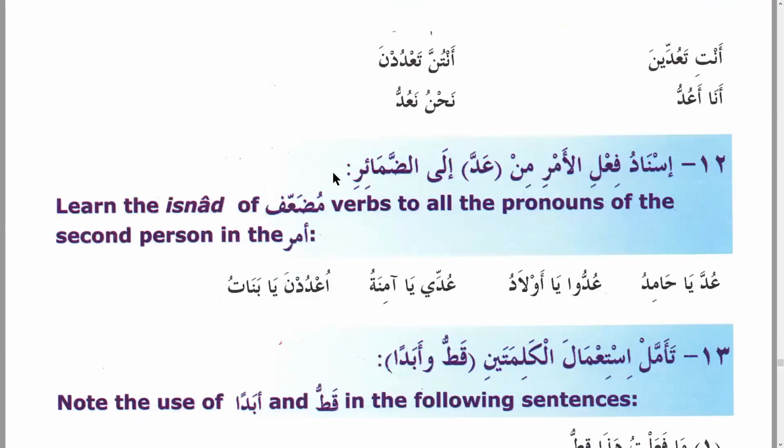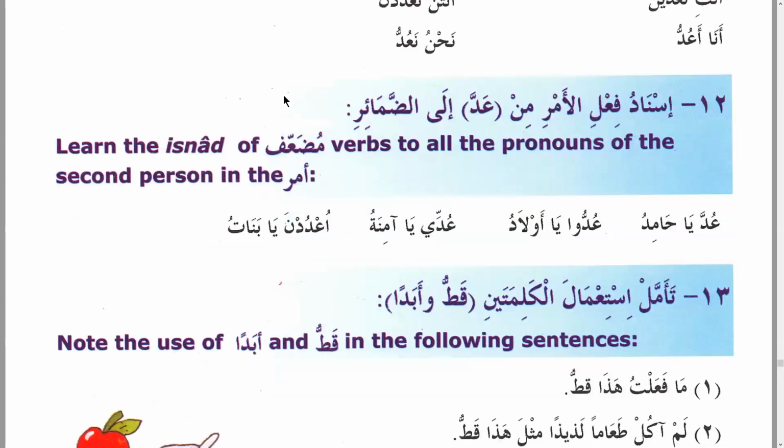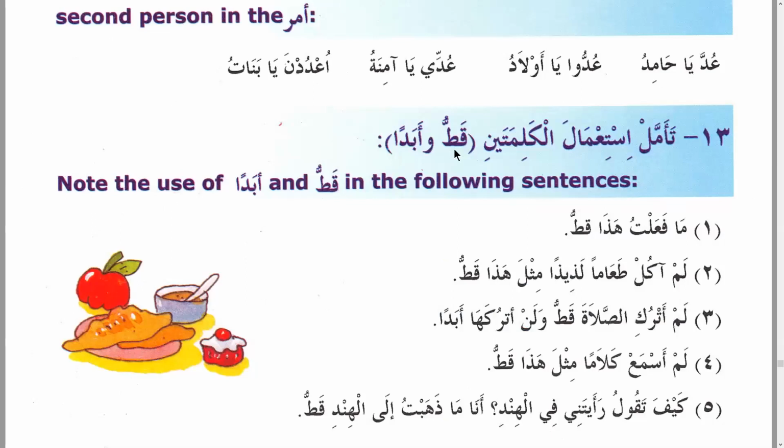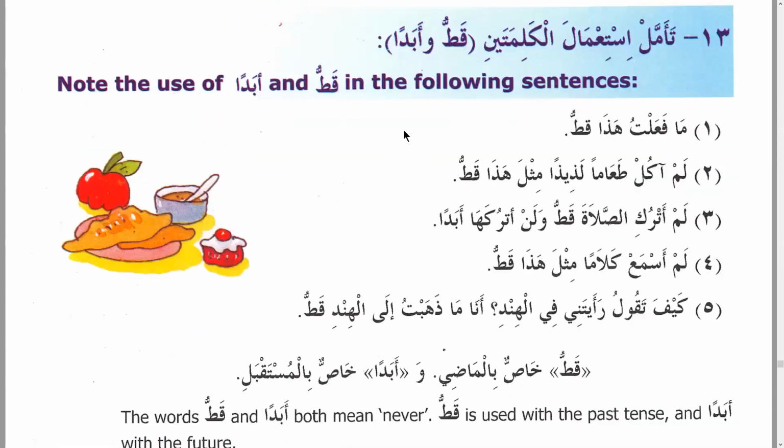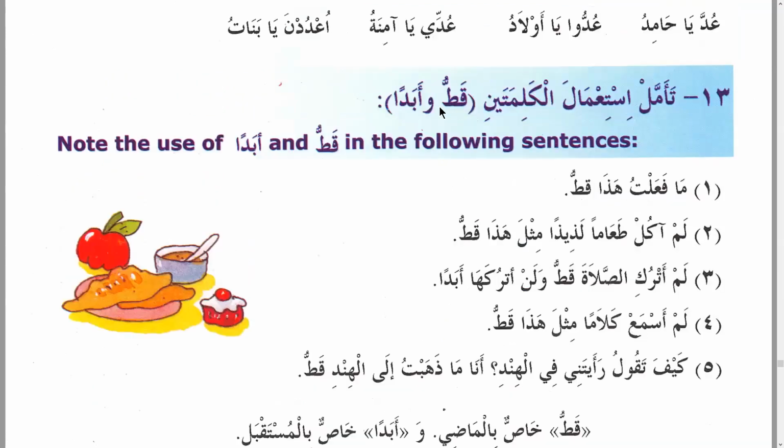So always remember when it is la nahiya, or amr, or majzum, always it has a fatha. This is the takeaway. Always fatha, fatha, fatha. No sukoons in this thing, right? No sukoons. Tamma lil istimal kalimatan qattu wa abadan. In the lesson we see qat is used never, but qat is used for past tense, abadan is used for present, future, generally speaking.